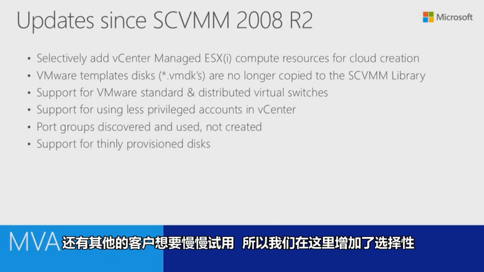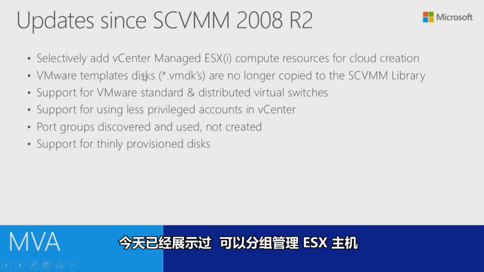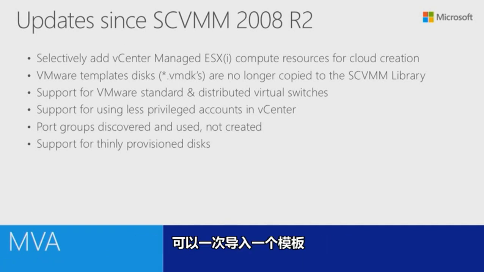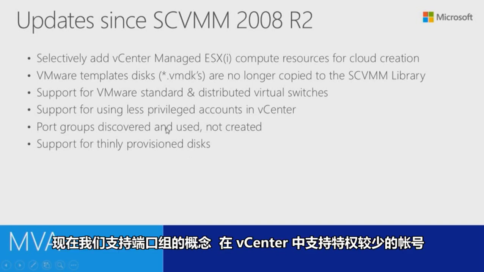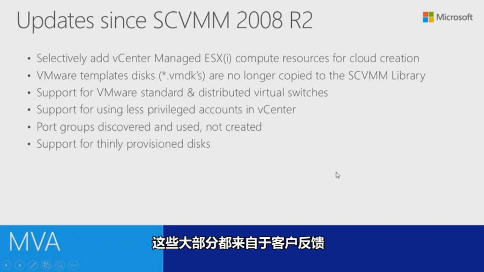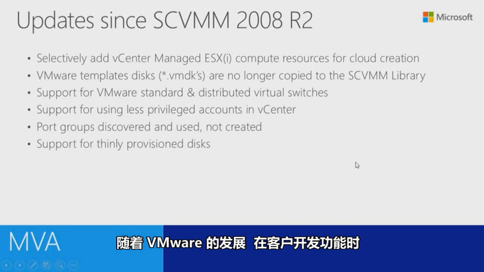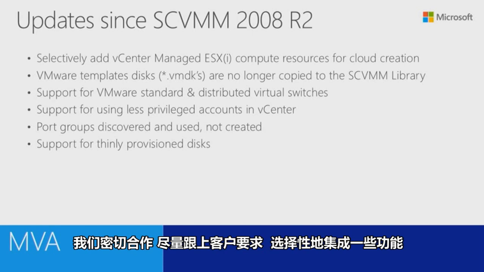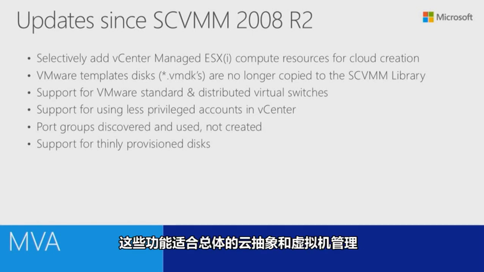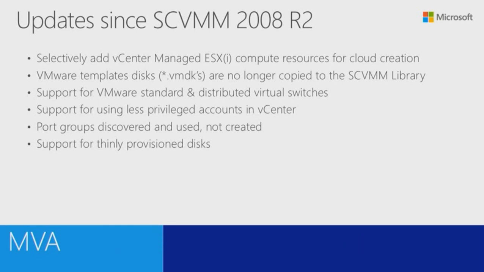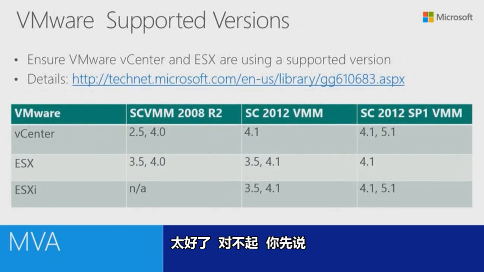There were other customers, though, that wanted to ease their way in and try it out. So this is where we've added this selectivity that I showed today. ESX hosts you can choose to manage in groups. Those templates you can import one at a time. We now support the port group concepts, less privileged accounts in vCenter. Most of this is based on customer feedback, and as VMware evolves, we work closely and try to keep up as they develop features, and we integrate those selectively, as they fit that overarching cloud abstraction and virtual machine management. Excellent.